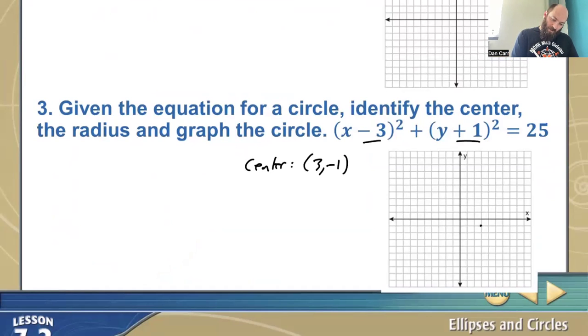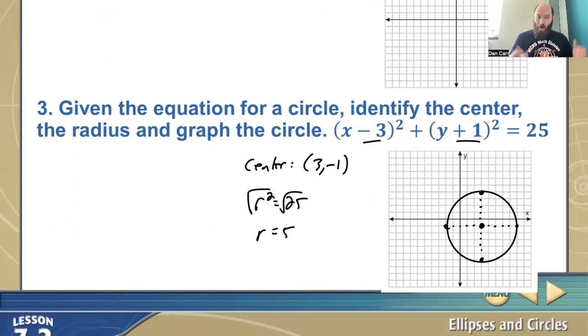So 1, 2, 3, and then -1 right here. My r squared is 25, so I square root that, so I get 5. So from that center point, we can go 1, 2, 3, 4, 5 to the right, up, left, and down. And there's my circle right there. So that's just a quick graph of that one.